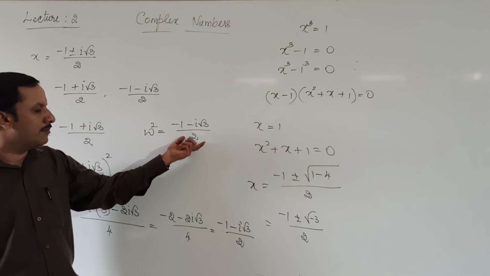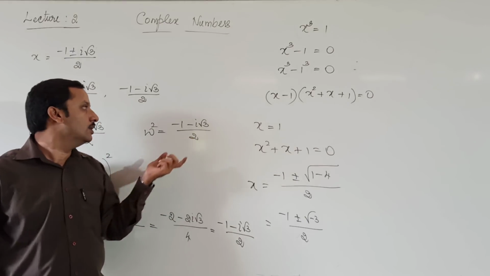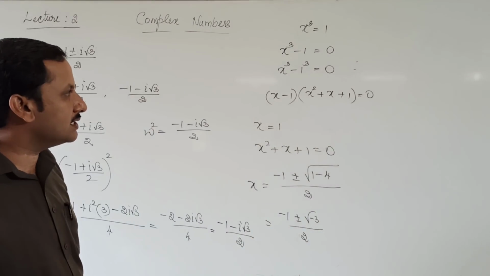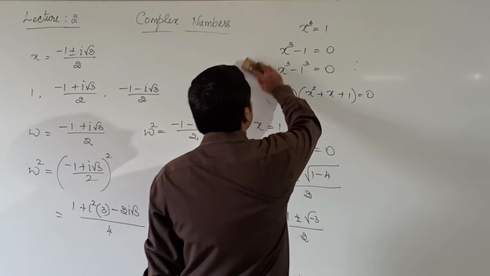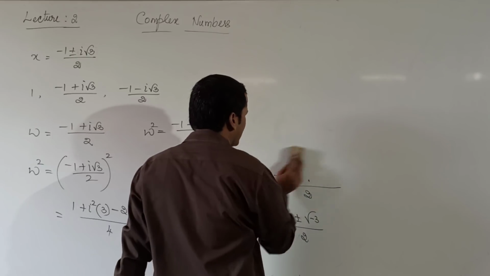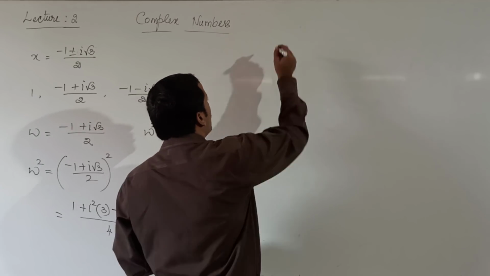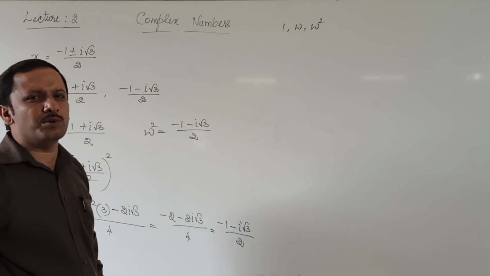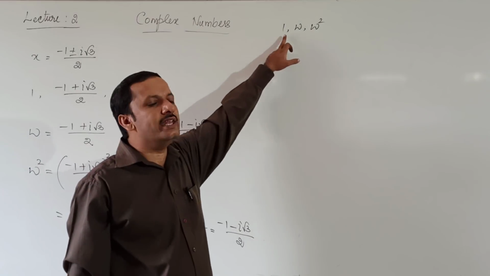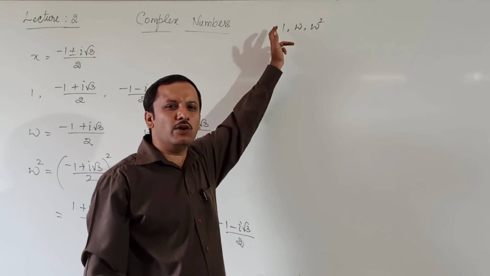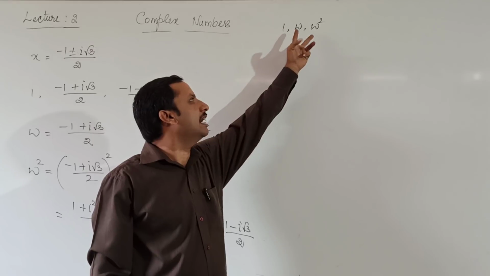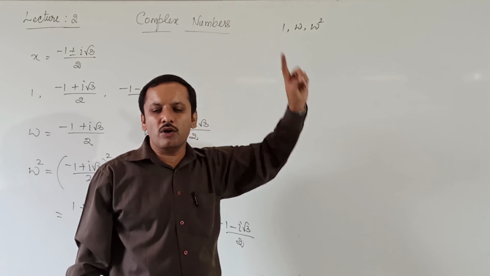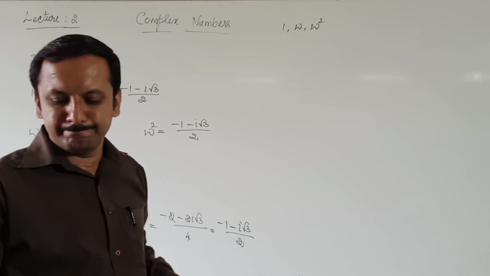That's what we have here: minus 1 minus i root 3 by 2. So this is omega and this is omega square. Hence, we can say that 1, omega and omega square are the cube roots of unity. In that, 1 is called the real cube root of unity, and omega and omega square, because they are complex numbers, are called the complex cube roots of unity.